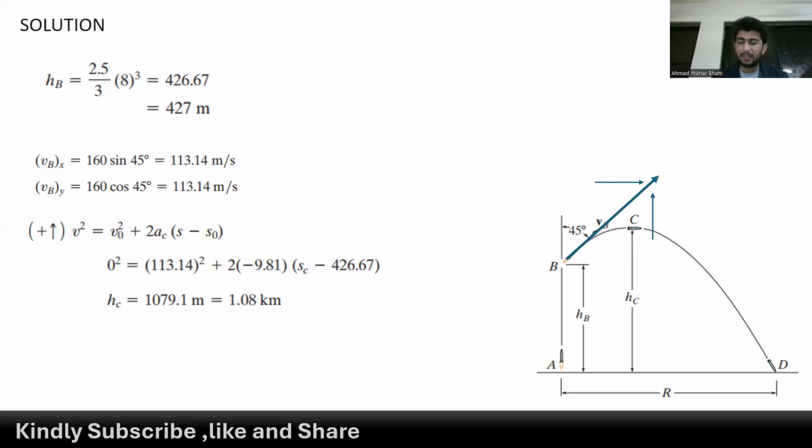So the only thing left is to find the range. Again, we can use the first equation of motion. Here S is R, that is the range, and the initial distance is 0. The velocity here is 113.14, that is the initial velocity in the horizontal direction, multiplied by t. So here we have to find the time it takes for the missile to hit at point D.